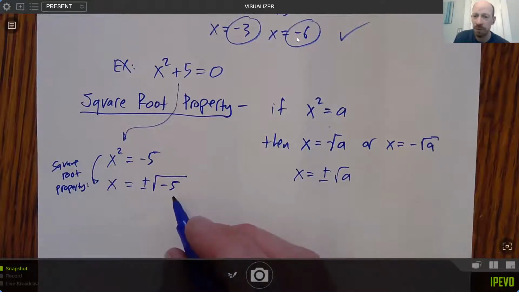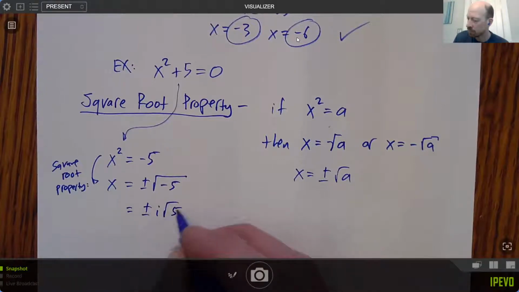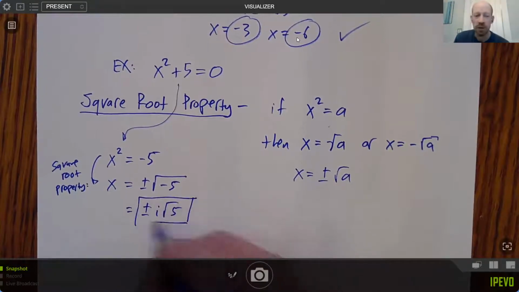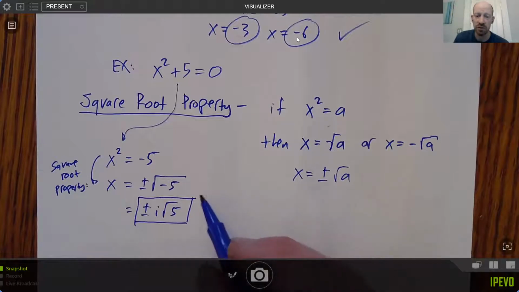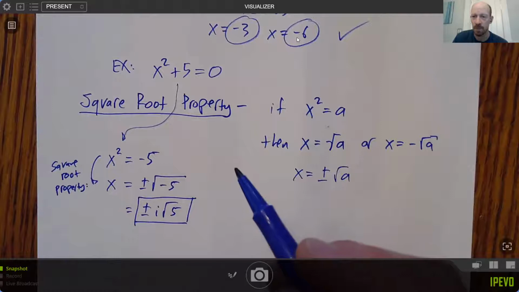And there's no problem with square roots and negatives now, right? After our idea of complex numbers from the last section, we know that this is really plus or minus i square root of 5. And those are the solutions to this problem here. Okay.